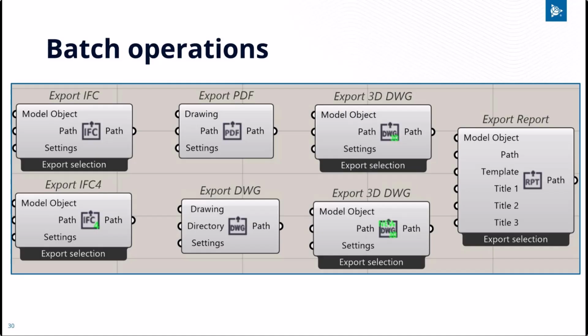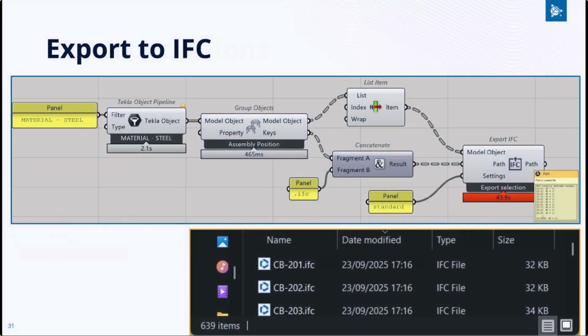And what I want to highlight here is this very small script. As you can see here, I am getting from the model everything that matches the material steel filter, and then I am grouping those objects based on the assembly position. So I want to have smaller buckets which will collect only those things which are unique in terms of the assembly position, and then I'm creating a separate IFC for every steel assembly position in my model.